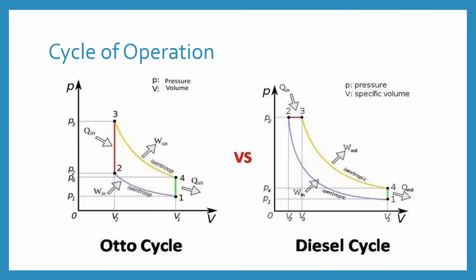Let's start with the cycle of operation. The engine can be classified according to the thermodynamic cycle of operation. That is two types: one is the Otto cycle, another is the diesel cycle. In both cases, you can see, for both the Otto cycle and the diesel cycle, we draw a graph with the help of P and V, where P means pressure and V means volume.